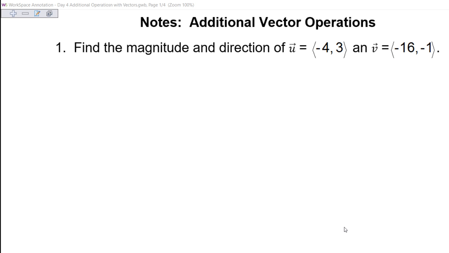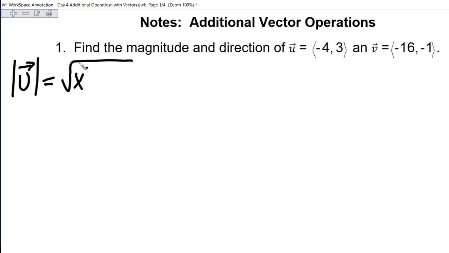On Monday, we learned the formula for magnitude. So let's start by finding the magnitude of the first vector, which is vector u. To find the magnitude, it's the square root of the x value squared added with the square of the y value. Now, remember the component form is when the initial point is at the origin, and this point represents the terminal point. And this is an ordered pair, so the first value is your x, the second value is your y.